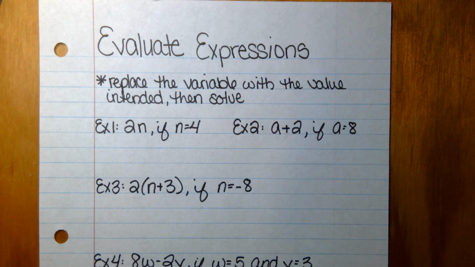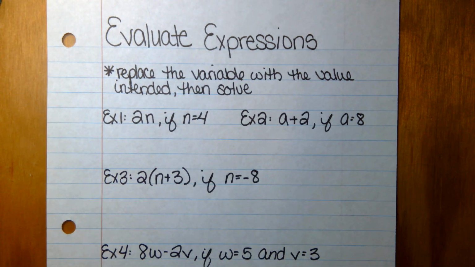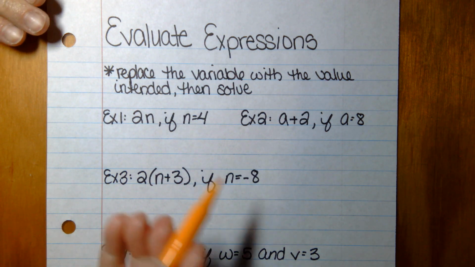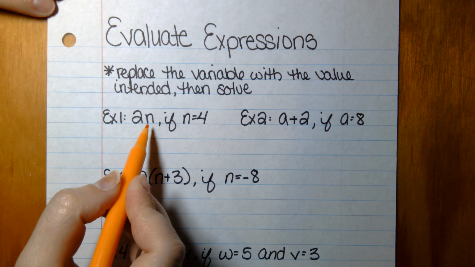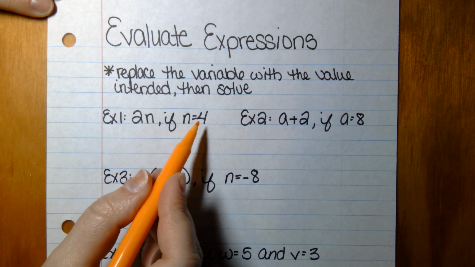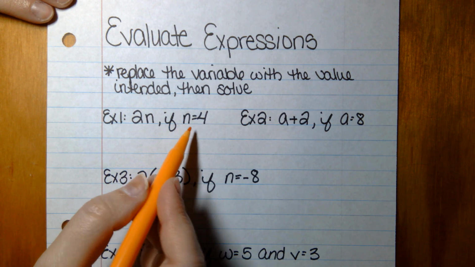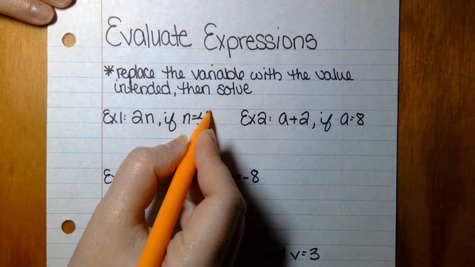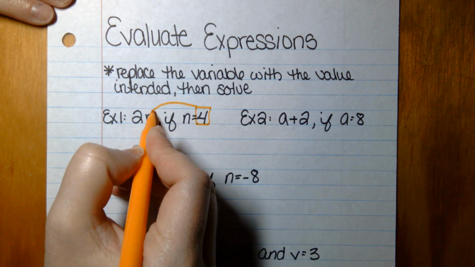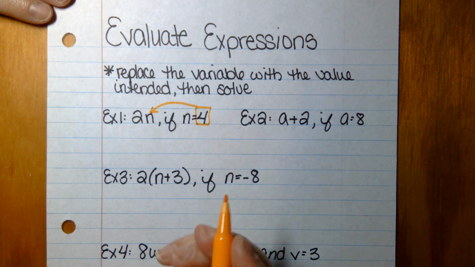Evaluating expressions. In order to evaluate an expression, it basically means to solve it. So you're going to replace the variable with the value that's intended for it, and then you're just going to solve that expression. If we look at example 1, I have 2n, and then it says if n equals 4. So it's telling you that n is the same thing as 4.